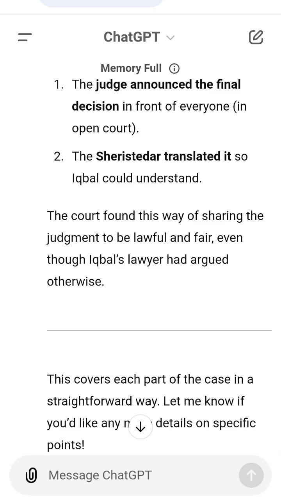Final decision by the court. The court decided that Iqbal was fairly informed about his judgment because, 1, the judge announced the final decision in front of everyone in open court. 2, the Sheristadar translated it so Iqbal could understand. The court found this way of sharing the judgment to be lawful and fair, even though Iqbal's lawyer had argued otherwise. This covers each part of the case in a straightforward way. Let me know if you'd like any more details on specific points.